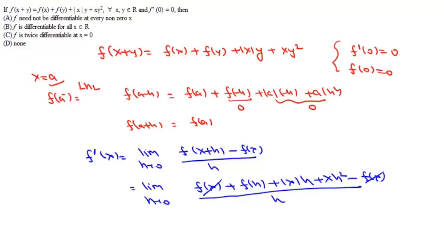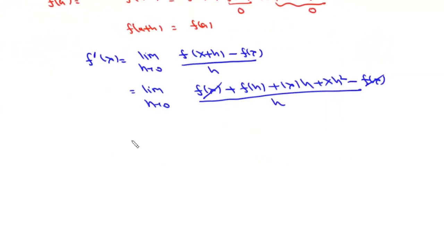So we'll rearrange this as limit h tends to 0. We'll write this as [f(h) minus f(0)] upon h plus, now here h and h will cancel, and here it is this x h. Now this is nothing but f'(0).